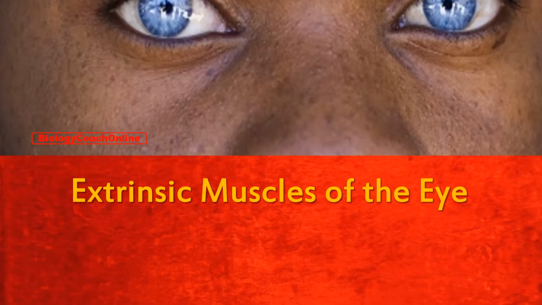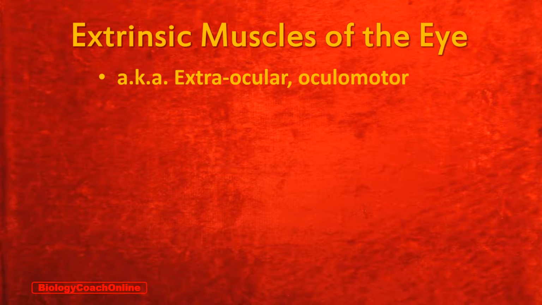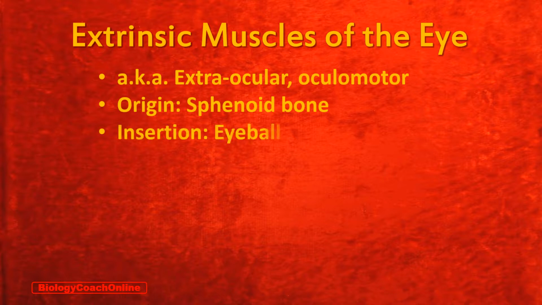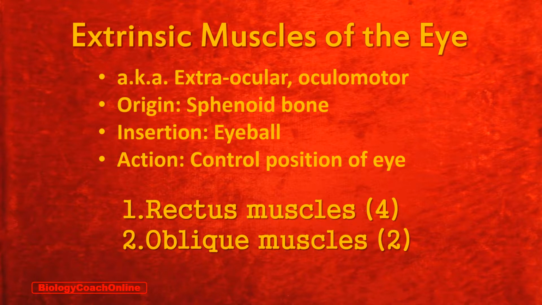So we have the extrinsic, now that just means on the outside of the eye, that is, muscles that are also referred to as the extra-ocular. Remember that the word ocular means pertaining to the eye, or the oculomotor muscles, or in other words muscles that move the eyes. Now 5 of the 6 oculomotor muscles originate on the sphenoid bone around the optic canal, and we'll see that shortly. All of the oculomotor muscles insert on the eyeball itself, and their collective action is to move the eyeballs. Now I put the oculomotor muscles into 2 groups. There are 4 rectus muscles, and there are 2 oblique muscles.